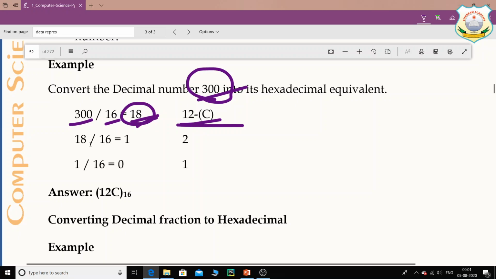So again I'm going to take that 18 divided by 16, and that's the quotient I'm going to get, and that's the remainder. So if it is 12, children, 12 is what? 12 is C, isn't it? So I have taken that C, and this will be a bottom to up approach, right? Bottom to up approach. So you can see 1, 2 and C. That's the answer, children.